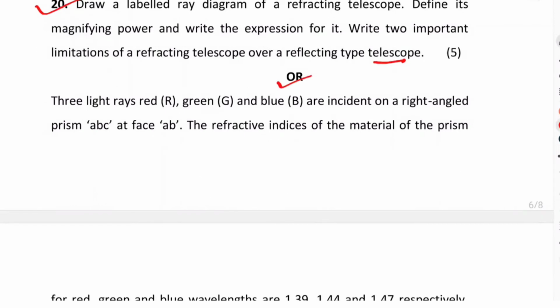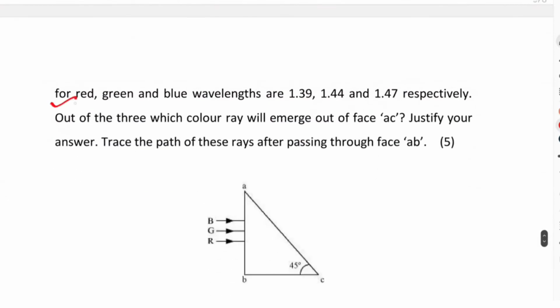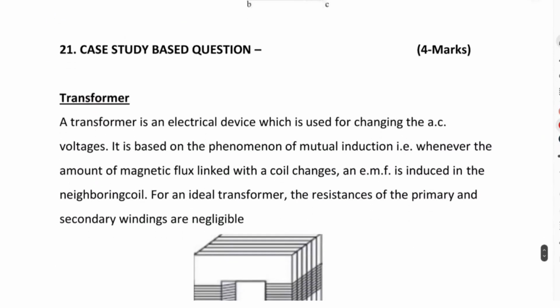Or, three light rays, red R, green G, and blue B, are incident on a right-angled prism ABC at the face AB. Refractive indexes of the material of the prism for red, green, blue wavelengths are 1.39, 1.44, 1.47 respectively. Out of the three, which color ray will emerge from face AC? Justify your answer and trace the path of these rays after passing through the face AB.